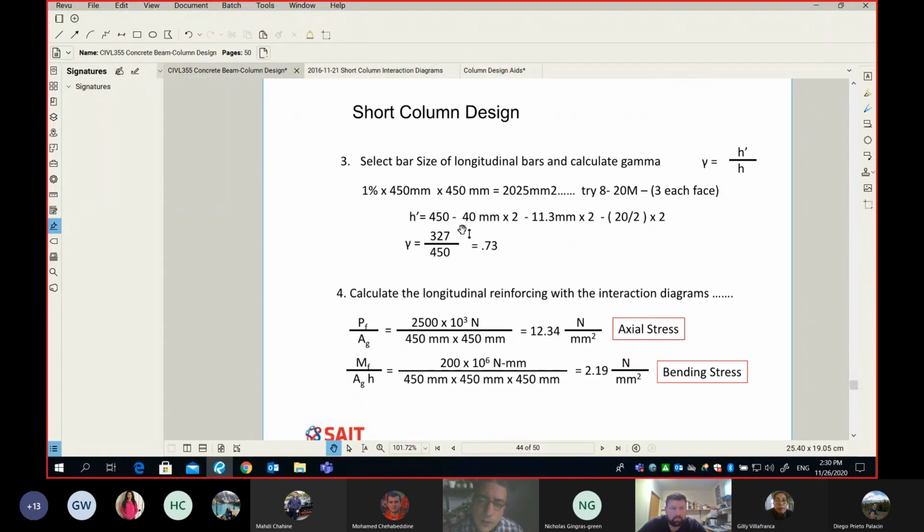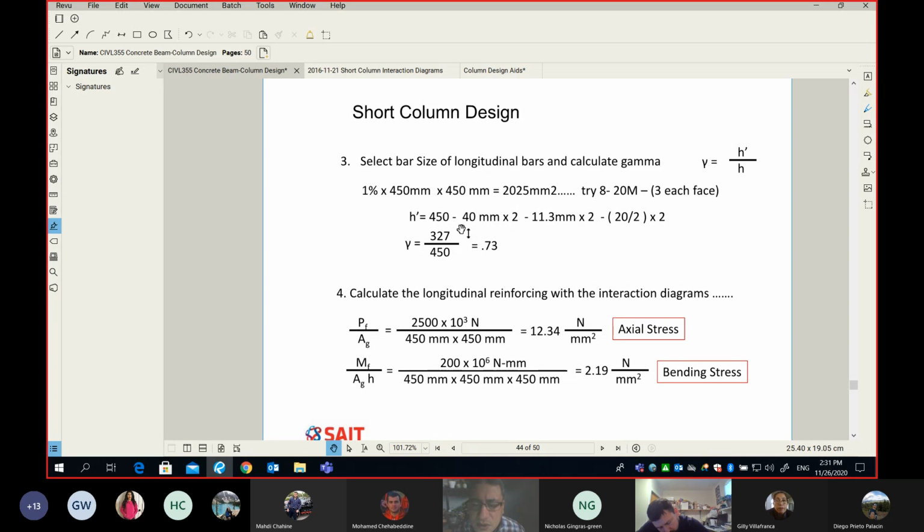So please note the following. Here is what I want you to know. Before, not after, before you start working on the interaction diagram, there are a few things you have to decide and make sure it's clear. Number one, the shape of my column. The shape of my column is a square or circular. That's number one. Number two is, what is the rebar layout? Is it on all the faces or on only two opposite faces?